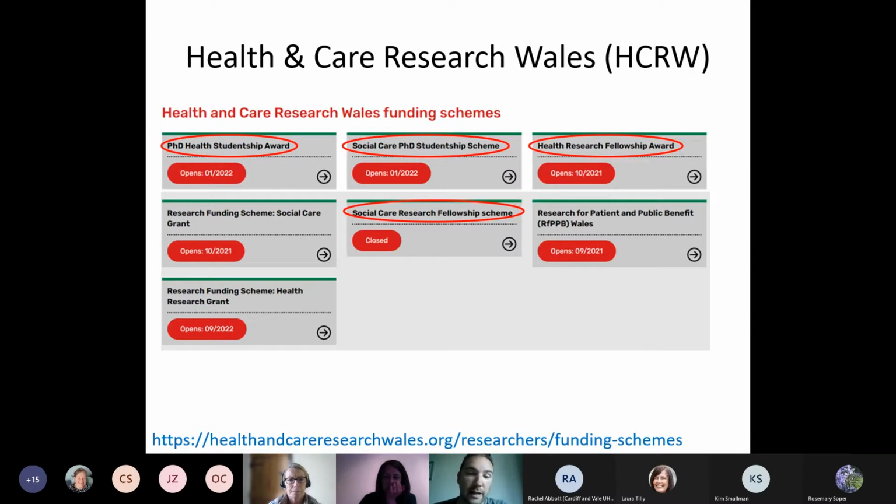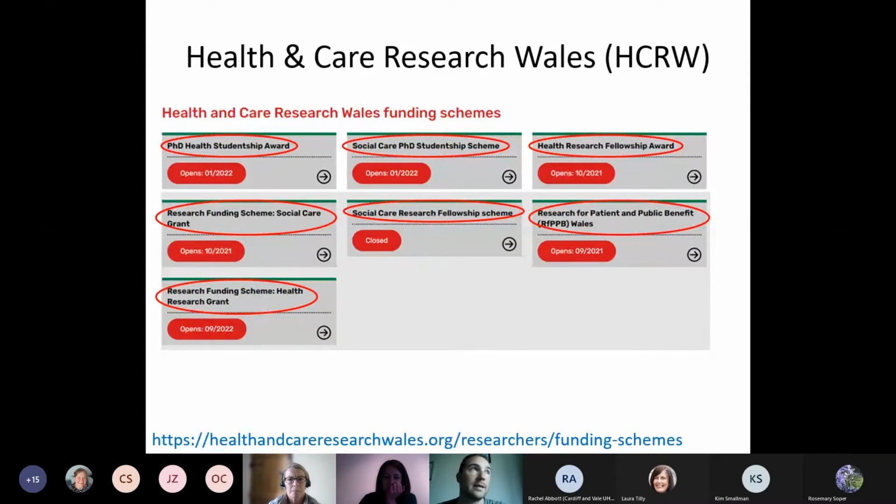And then these are the fellowship type grant schemes, and then there's the project type grant schemes, which are the research funding scheme for social care and health, as well as the well-known Research for Patient and Public Benefit, which also funds smaller projects with a maximum of 230,000.